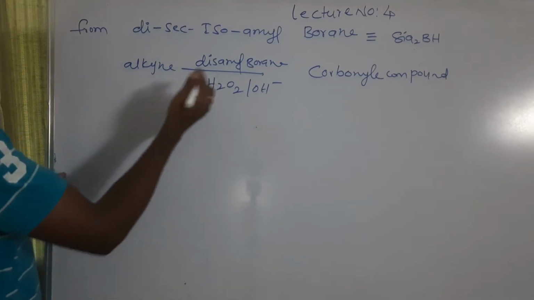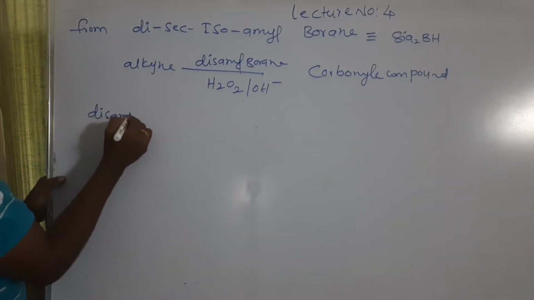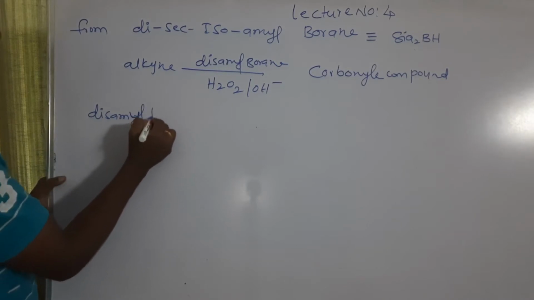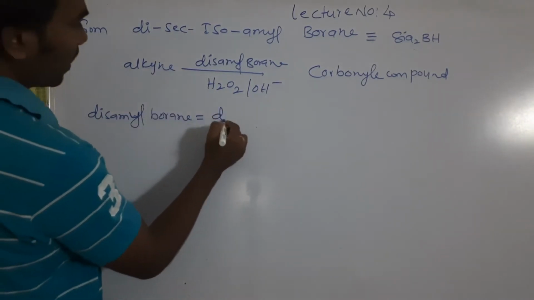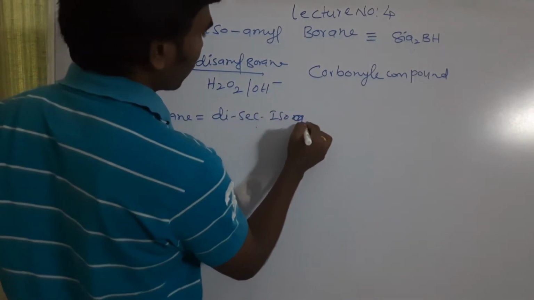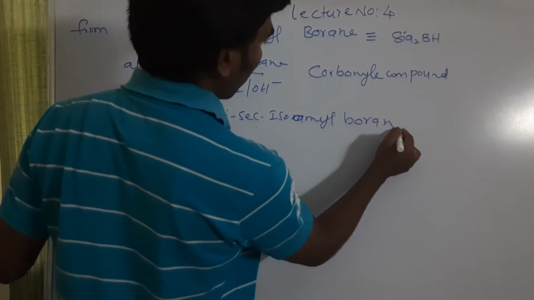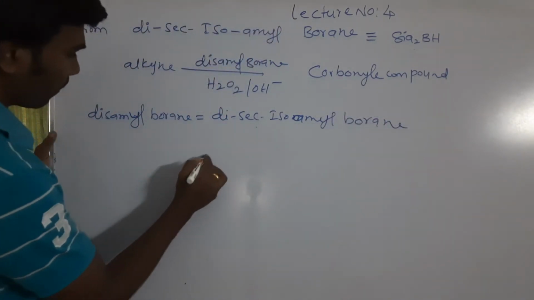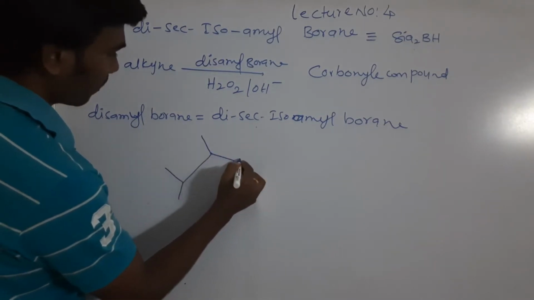Okay, first I will give the structure of disamyl borane. Disamyl borane is there as well as disecondary isoamyl borane. The structure of this compound is like this. So B.